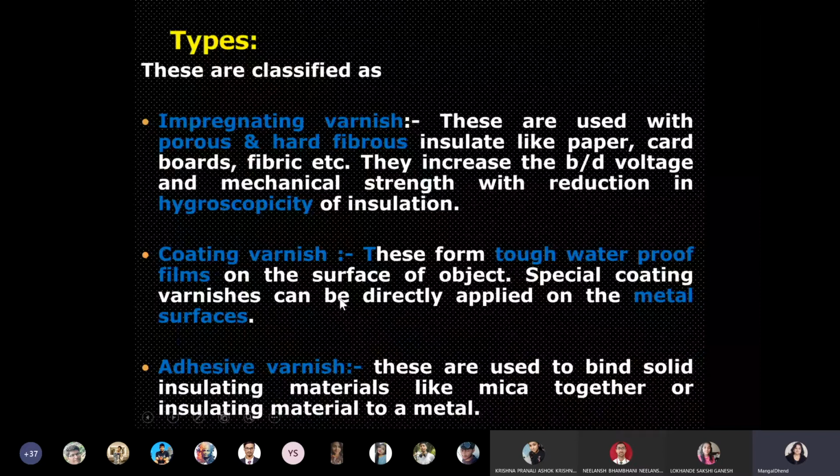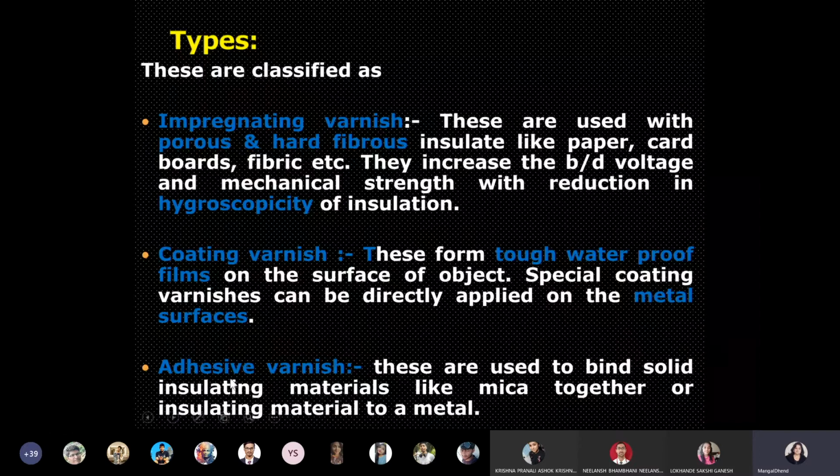Then coating varnish is another type, where you do not impregnate. Impregnation is a very lengthy procedure, one day, two days. Materials are heated and dipped in the varnish. But coating means you just take a brush and apply it on the material. Coating varnishes form tough waterproof films, used just like paint on the surface of the object. Special coating varnishes can be applied directly on the metal surface, because you want to insulate conducting materials. Therefore, you just coat it on your conductor.